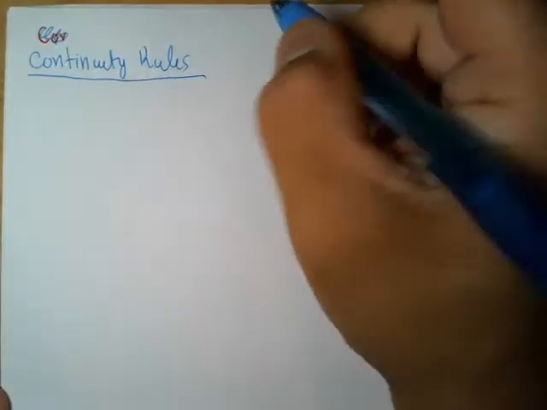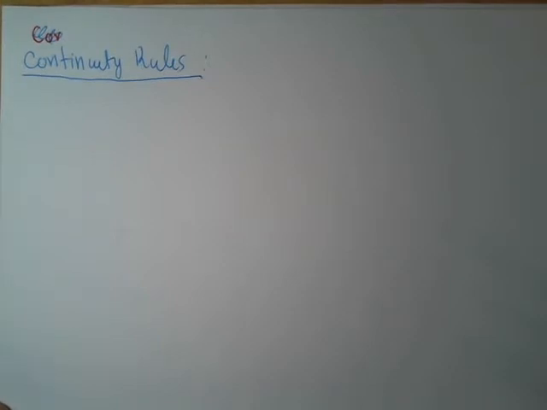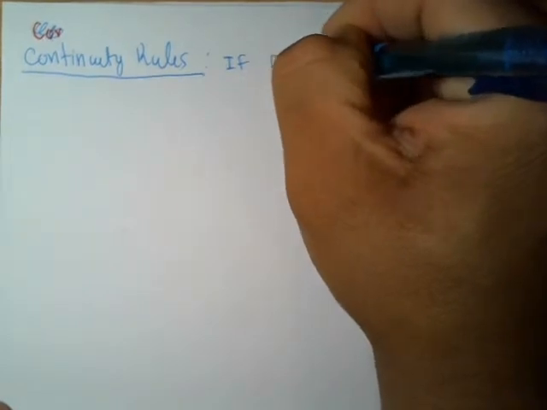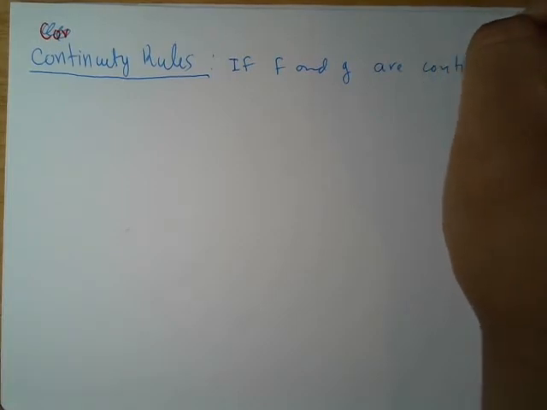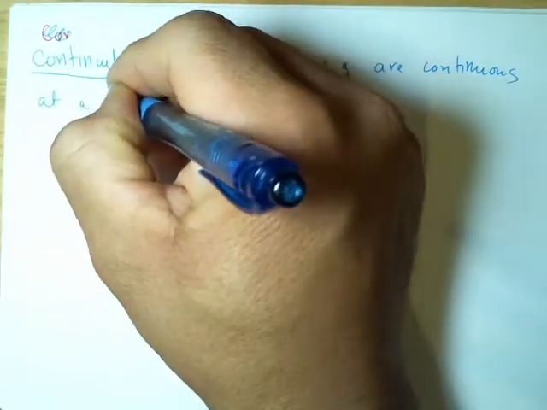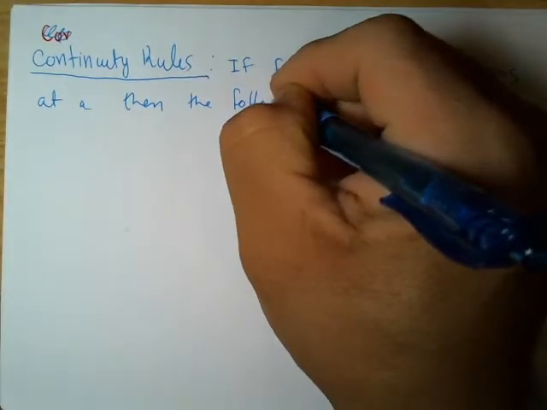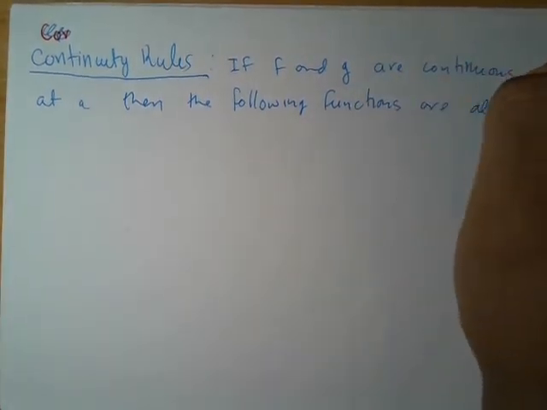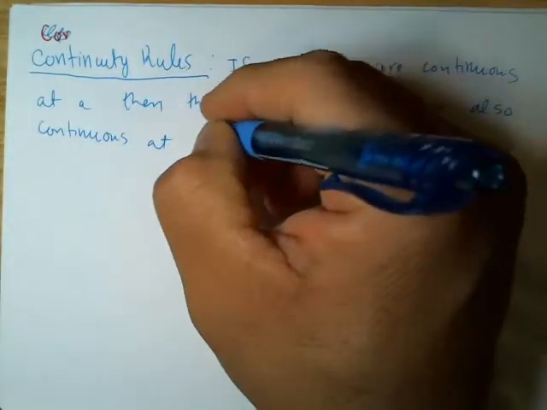Okay, so if f and g, now this will allow us to kind of classify a whole family of functions moving forward here. If f and g are continuous at a, then the following functions are also continuous at a.